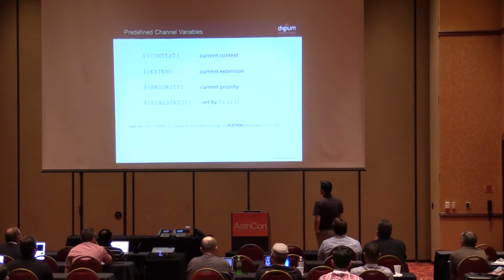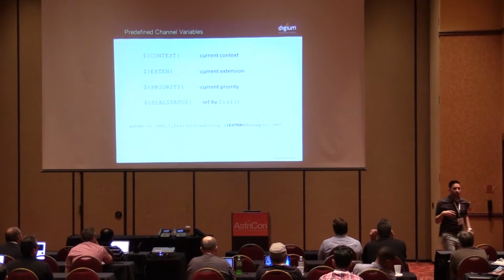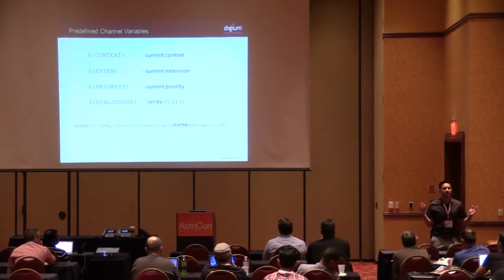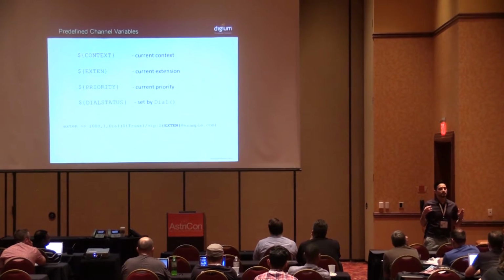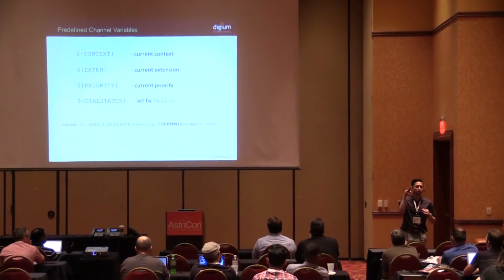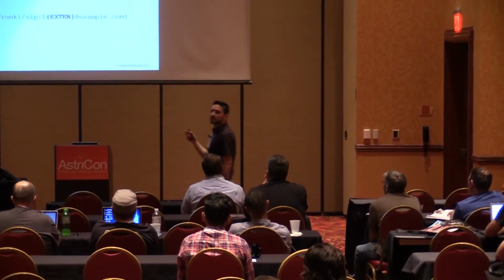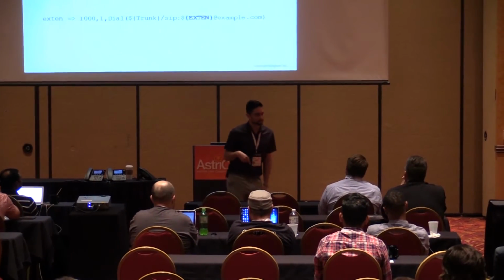And we can also do a few things with channel variables and with variables in general. We can do substrings. Let's say that we want to take one digit from the beginning. We can use the colon, right? Colon 1, and it takes one digit, right?